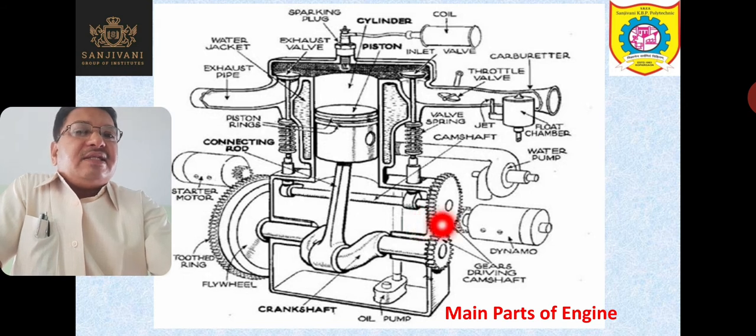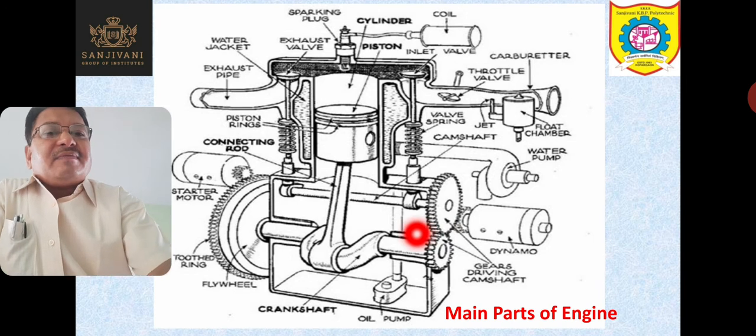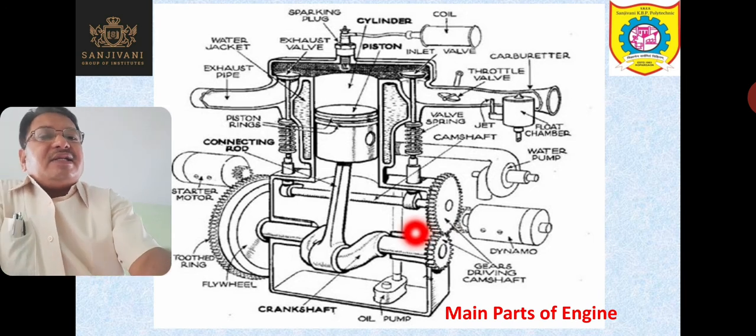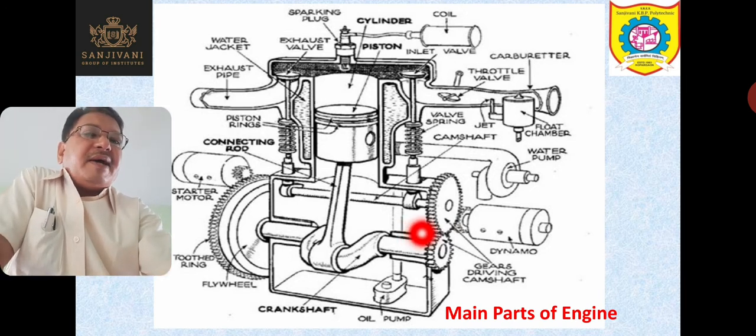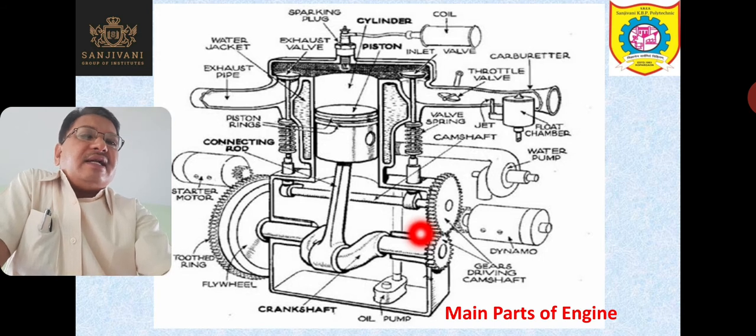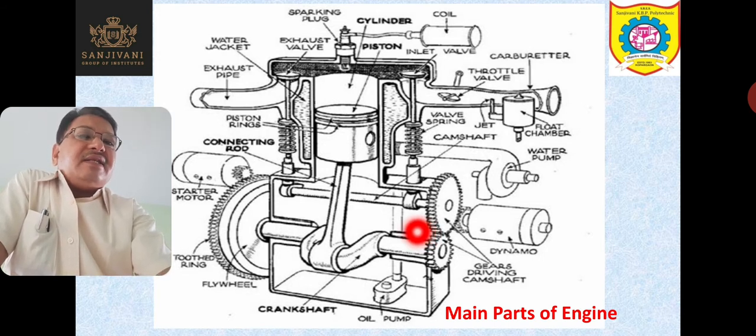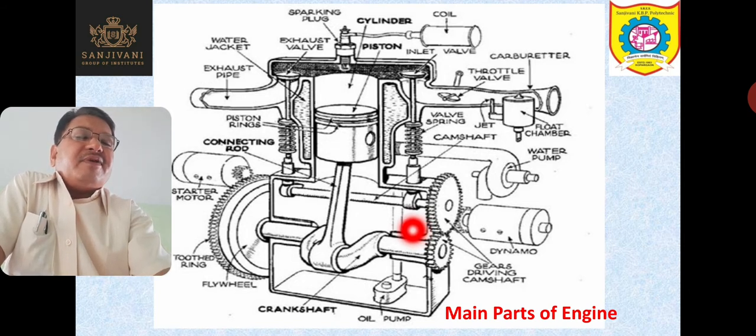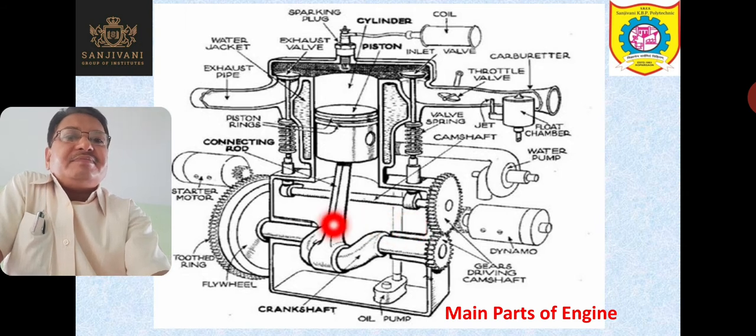You can see that this is a dynamo. So the dynamo is also driven by the engine. So when the engine drives the dynamo through the gears, the battery gets charged, and with the help of the battery we can operate the lights of the engine. The lights get power from the battery, the horn and other auxiliaries of the engine get power from the battery, right?